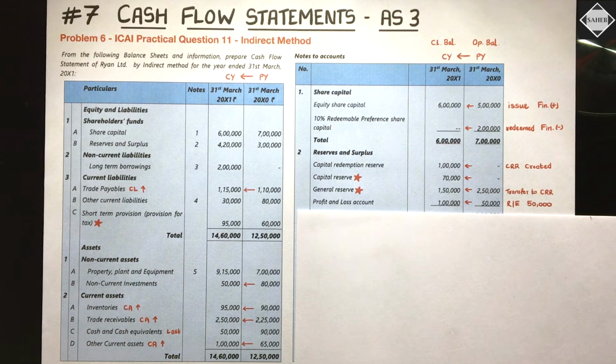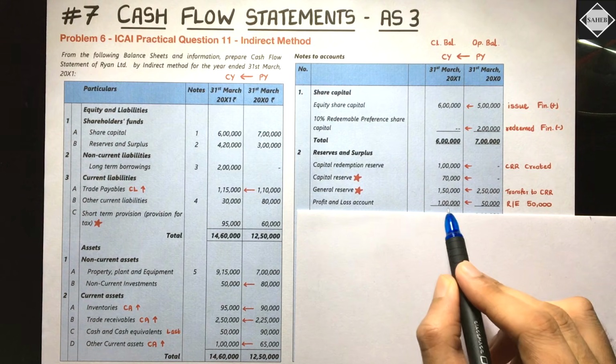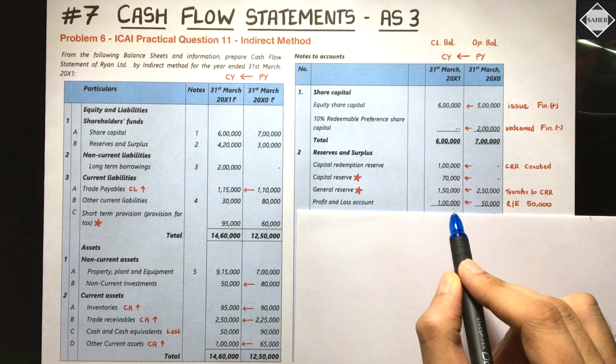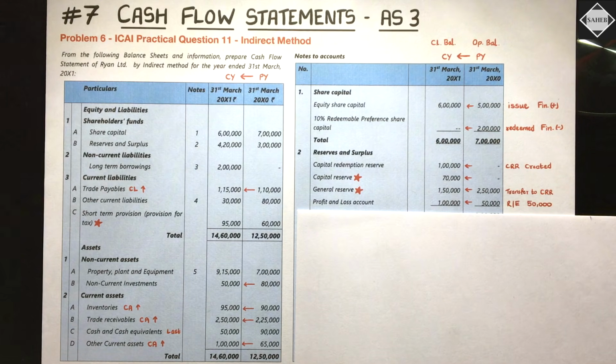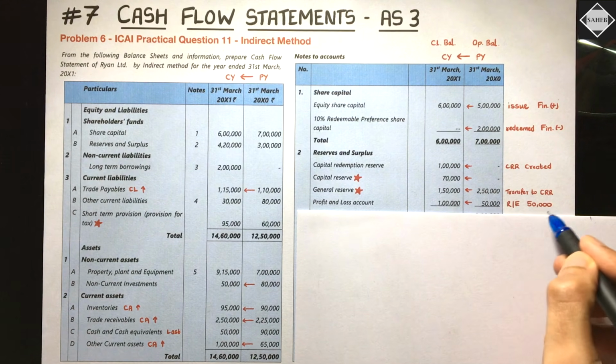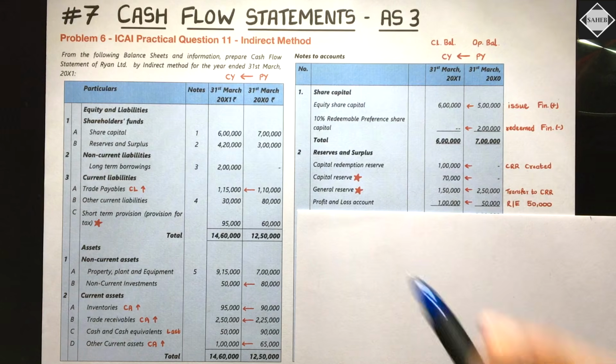Any more reserves? Yes, we have the profit and loss account balance, the retained earnings. How much is it? From 50,000, it has increased to 1 lakh. It has increased by 50,000, right? That 50,000 is the profit after all adjustments, the retained profit. So from here, we have to start our indirect method journey.